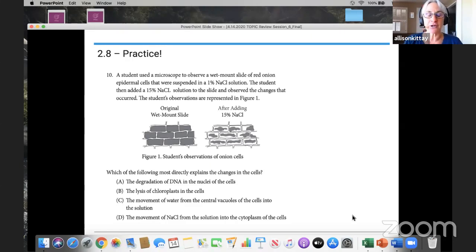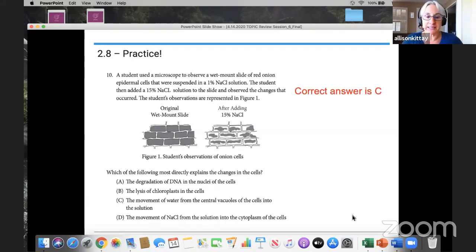So after adding it, look at that cytoplasm. It's all kind of shriveled up and pulled away from the cell wall. There's a special name for that I told you about earlier. So hopefully you remember that. So which of the following most directly explains the changes in the cells? Is it because the degradation of DNA in the nucleus of the cells? Is it because of the lysis of chloroplast in the cells? Is it because the movement of water from the central vacuole of the cells into the solution? Or because the movement of sodium chloride from the solution into the cytoplasm of the cells? Okay, so get your answer.